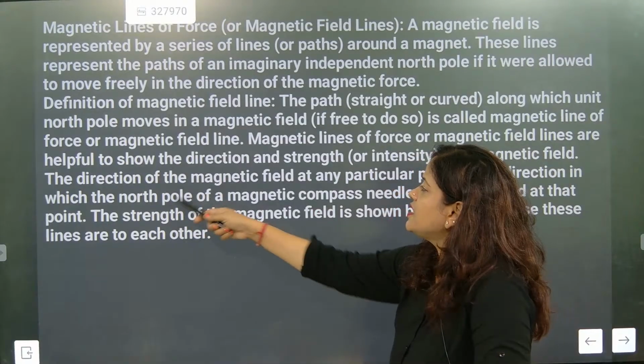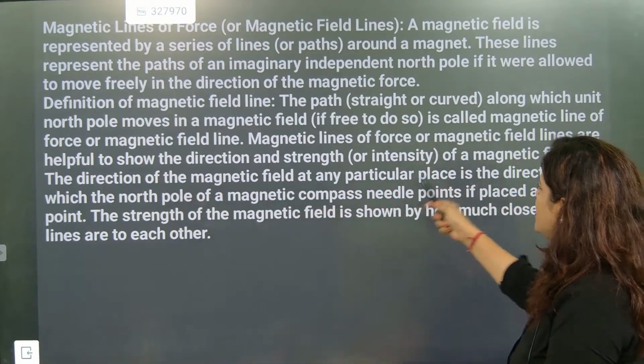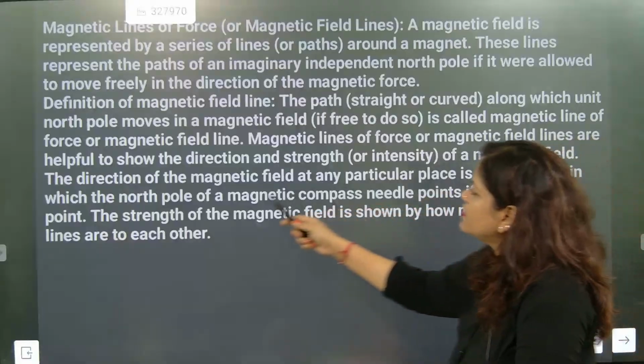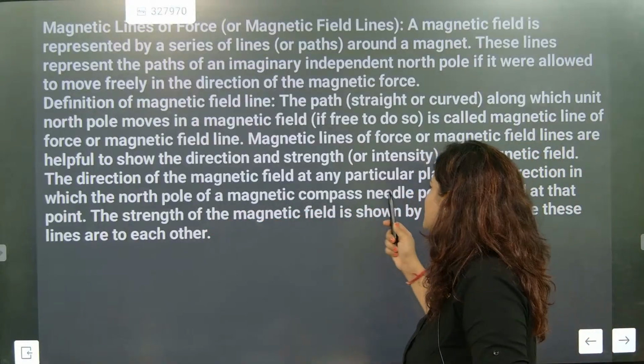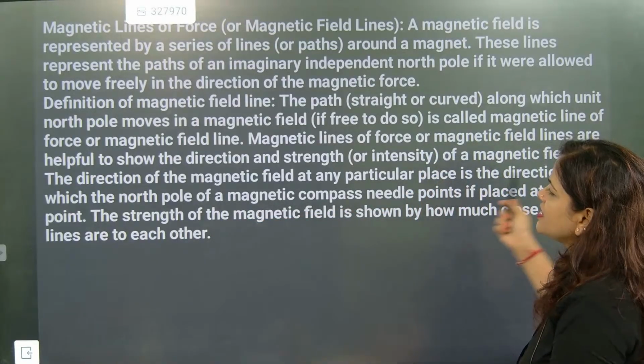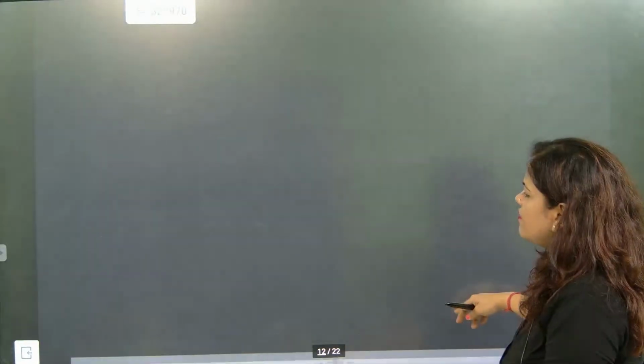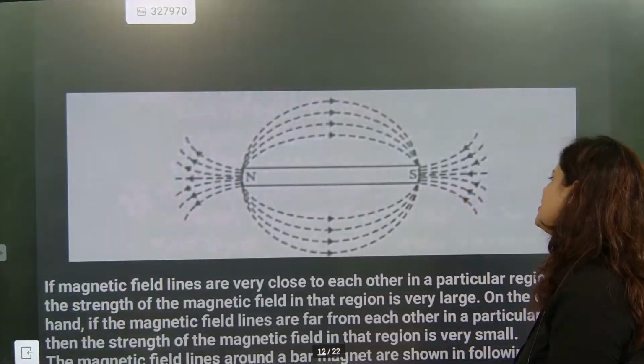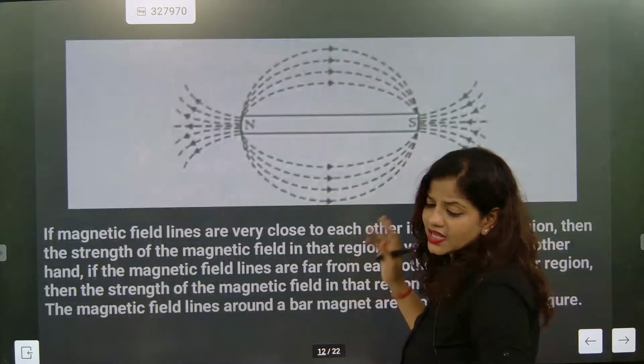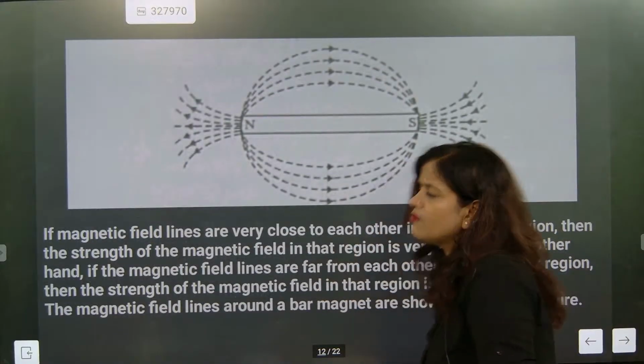The next point is that the direction of a magnetic field line at any particular place is the direction in which the north pole of a magnetic compass needle points if placed at that point. The strength of the magnetic field lines is shown already. We have discussed the strength of the magnetic field lines.